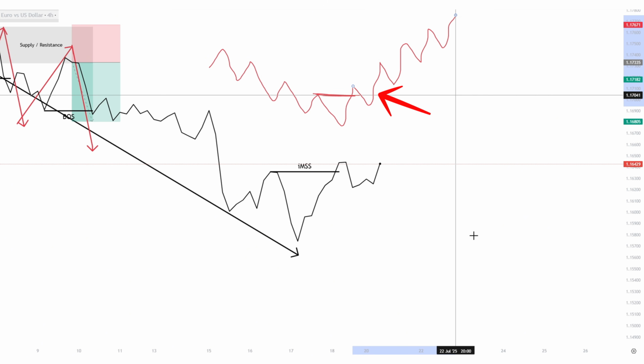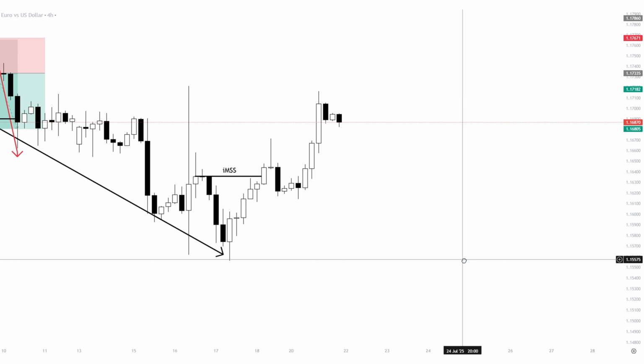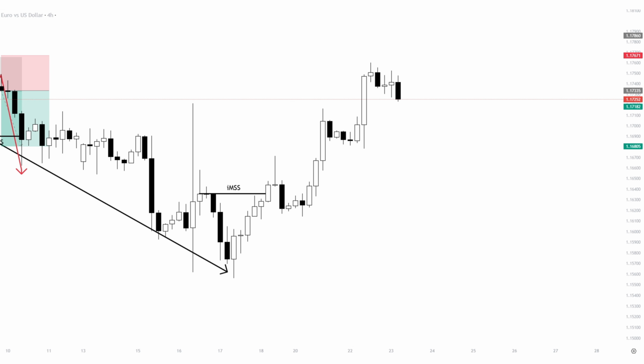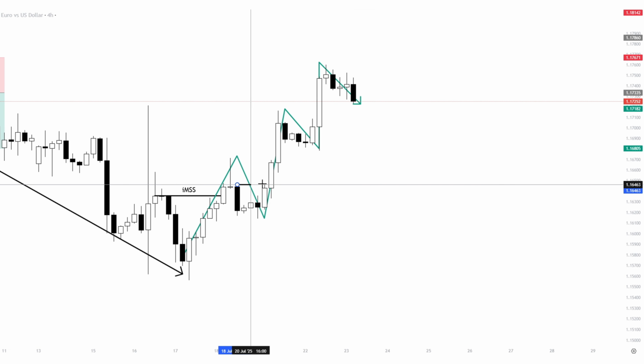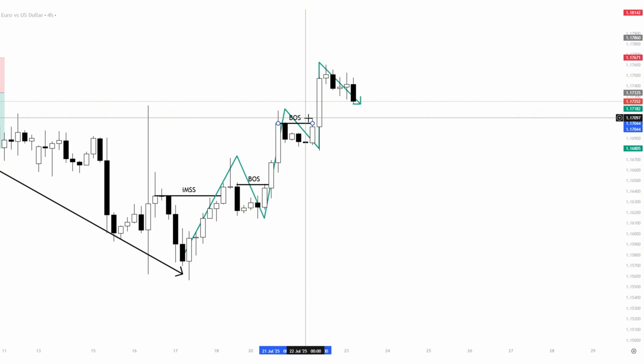So right now we are at this level. There it is, the break. We can easily see how the bullish candles are much larger than the bearish ones. Here we have the first bullish break of structure after the trend shift. Right above we have the second one.